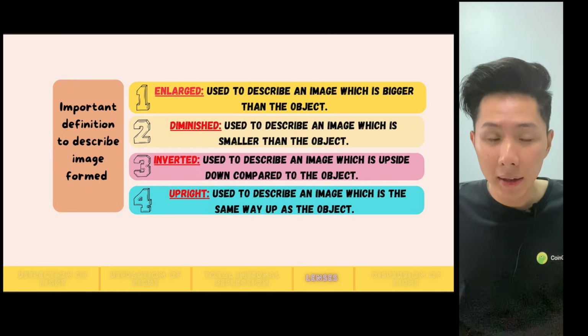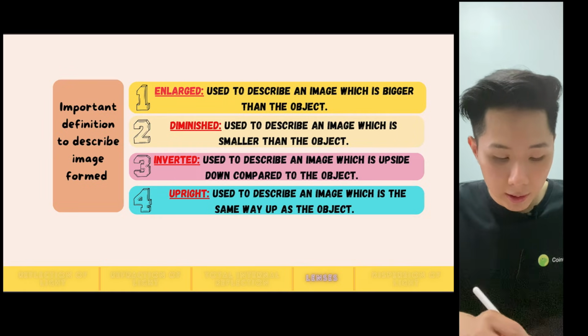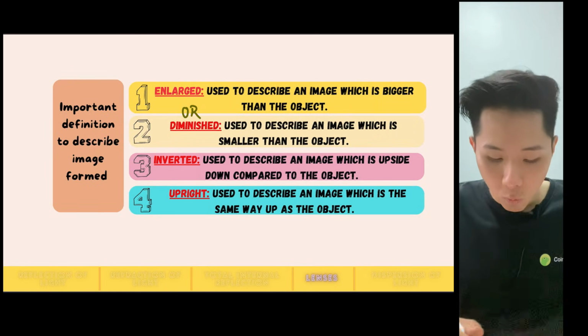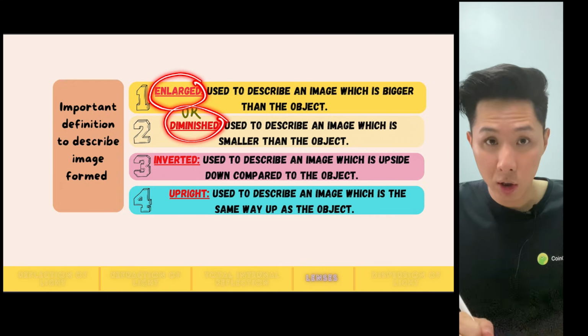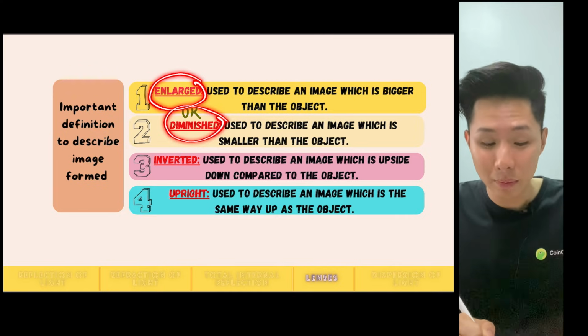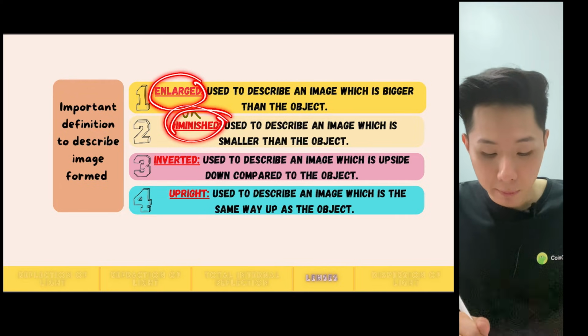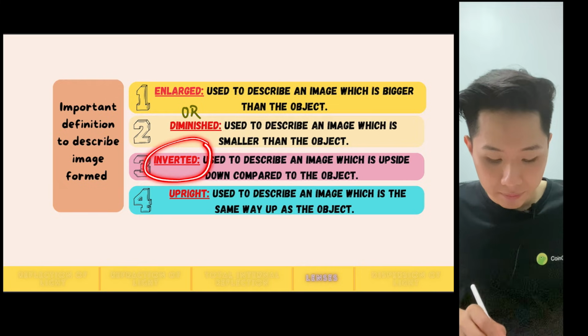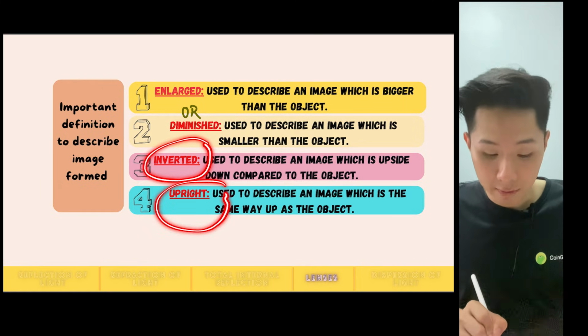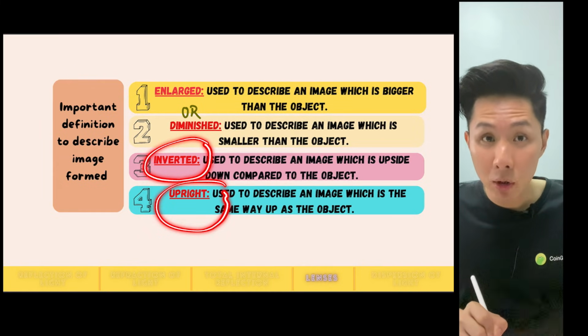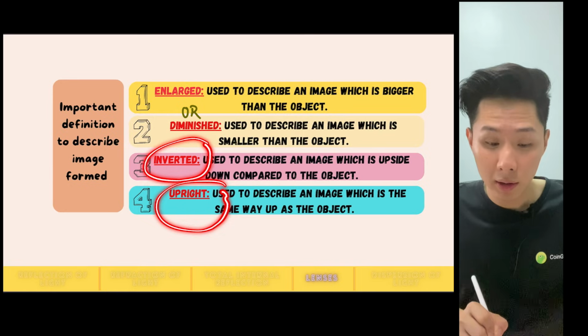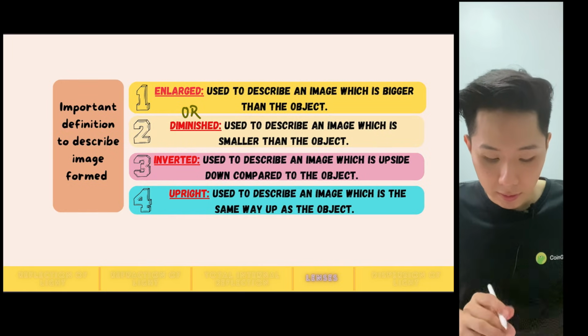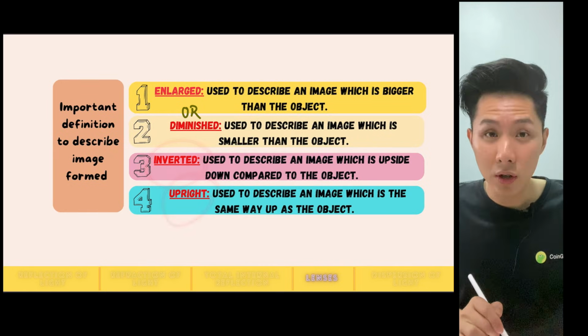Here are a few definitions that can help you describe the image formed by a lens. First is whether it is enlarged or diminished. If you were to use a magnifying glass, the image will be enlarged, because that's what the word magnified means, whereas diminished means the image becomes smaller. Also, the image could be either inverted or upright. Inverted means the image appears upside down. So that's the definition of inverted and upright.